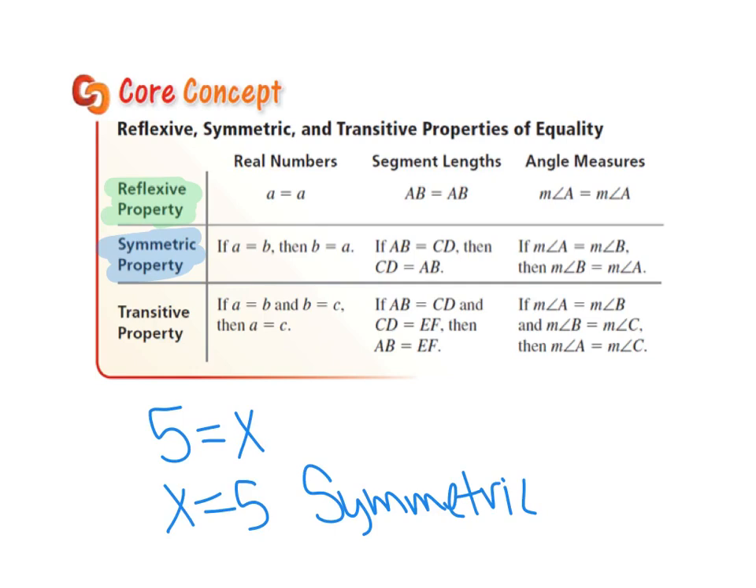And then the transitive property, we will talk about way more as we move forward in this chapter and in the next chapter, but it's a lot like the substitution property, where basically if A equals B and B equals C, you can substitute C in there and you get A equals C. But we'll get into that a little bit more later.